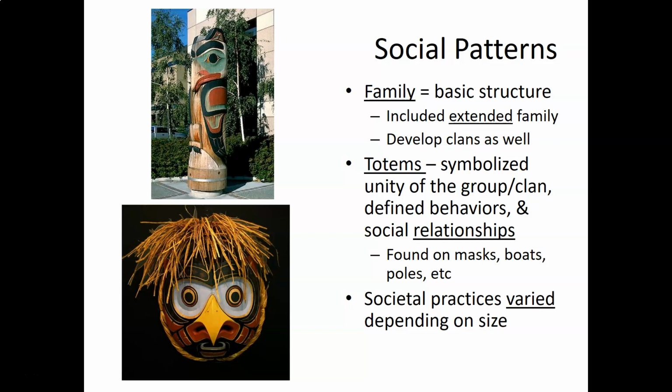They could be small, they could be big. We can think of them in a lot of ways. The traditional totem pole, this one from a Pacific Northwest society, symbolized not only a group or clan, but can symbolize behaviors, symbolize spirits, and so forth, and signify relationships. You can find these in masks, boats, poles, and so forth. Two really good examples on screen.